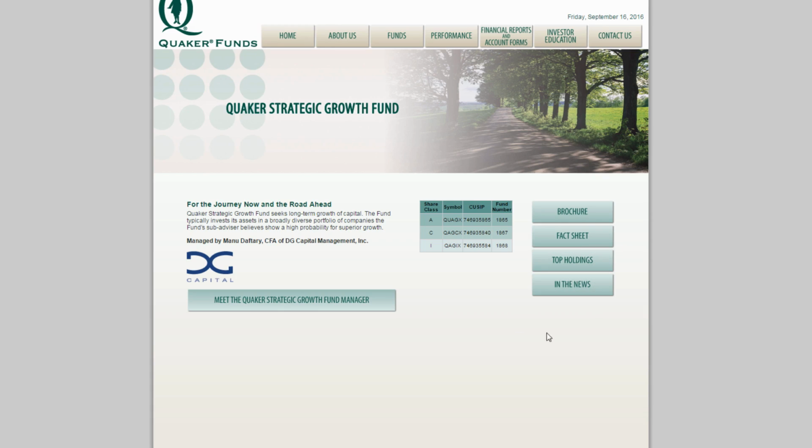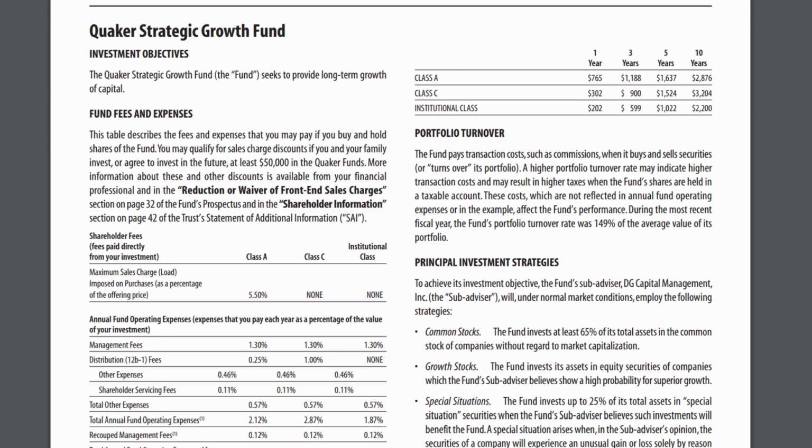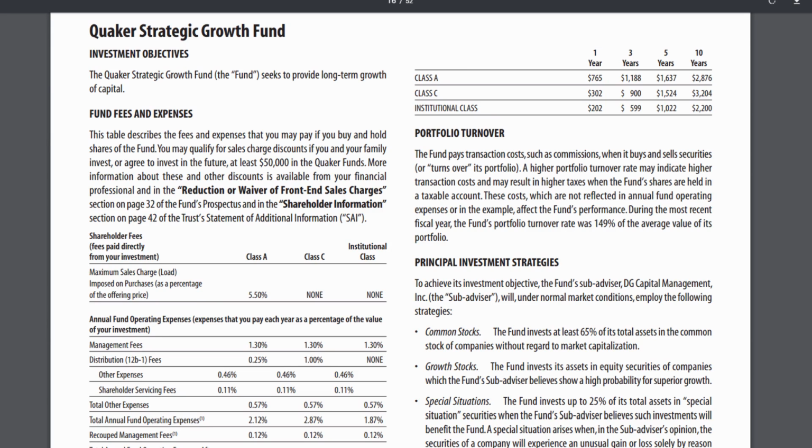You can see they don't even have a link for it here. You got to go up here, and you find this big prospectus with all their funds, and you got to scroll through to find the fund you're looking for. So in the interest of time, because it was kind of icky, I already did that. And so here's from the prospectus, the Quaker Strategic Growth Fund, and this is going to give you a little bit more detail on a lot of areas, in particular your expenses.